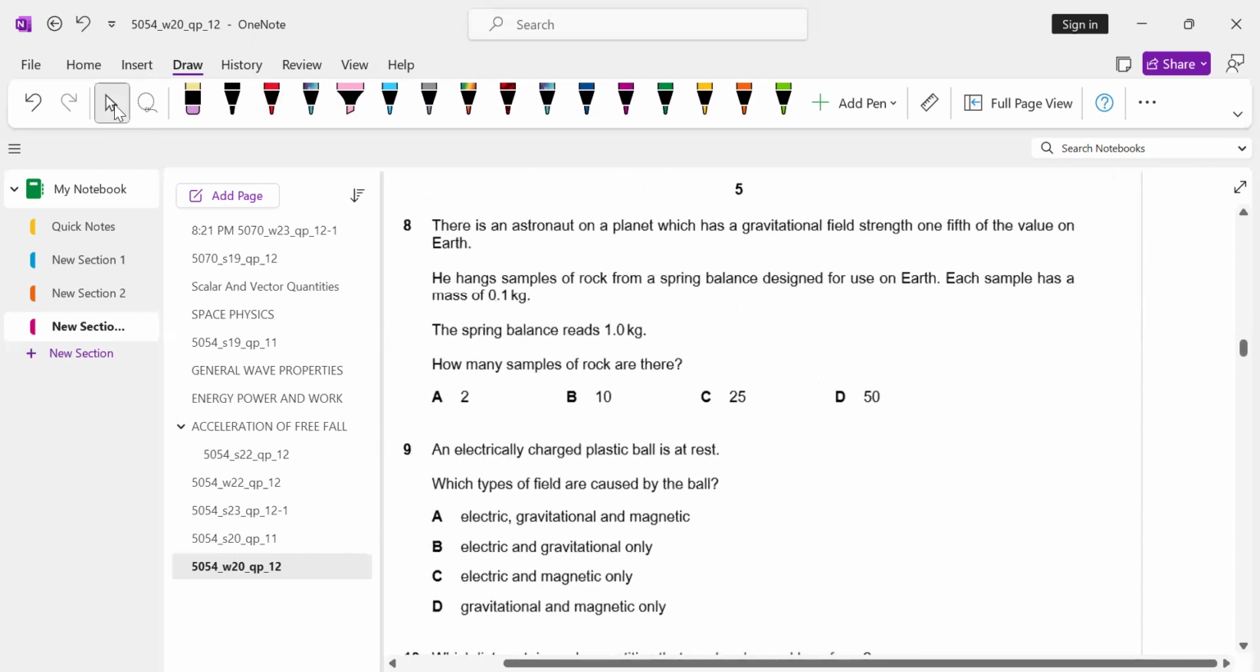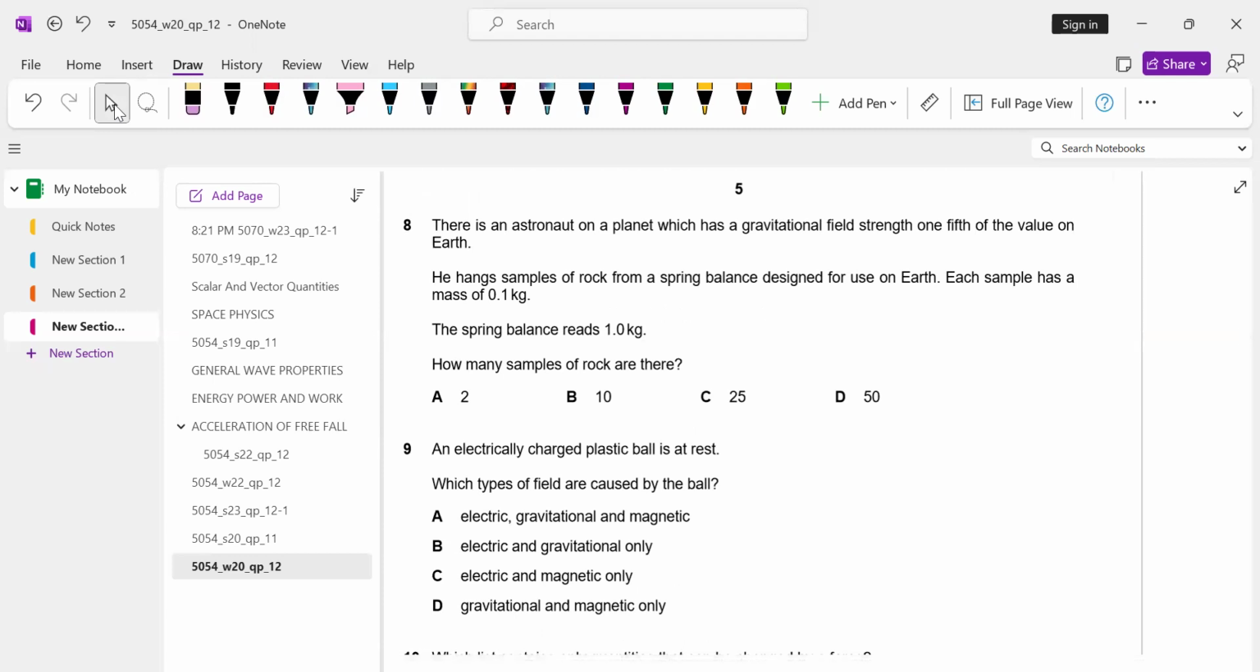Question number 8 says that there is an astronaut on a planet which has a gravitational field strength of 1/5 of Earth's. So 1/5 is the gravitational field strength compared to the Earth. He hangs a sample of rock from a spring balance designed for use on Earth. Each sample has 0.1 kg. Now the spring balance reads 1 kg. How many samples of the rocks are there?